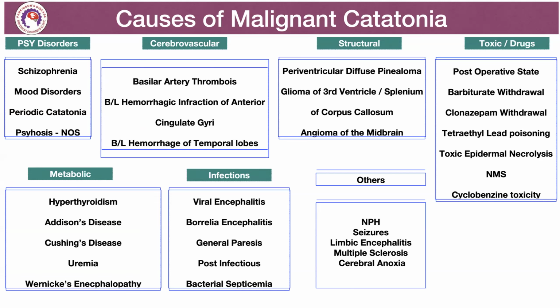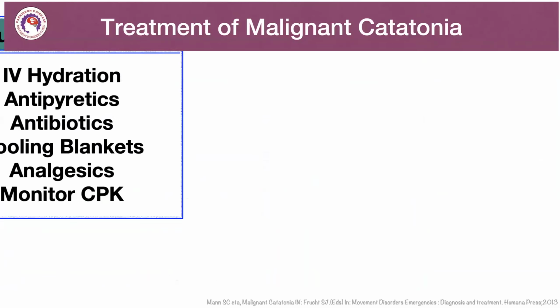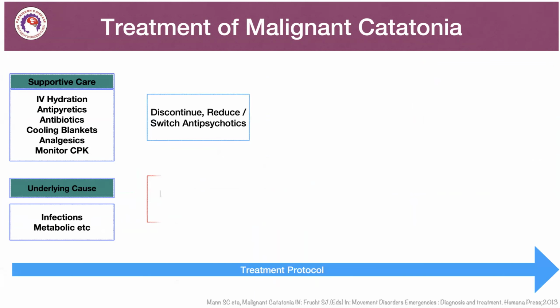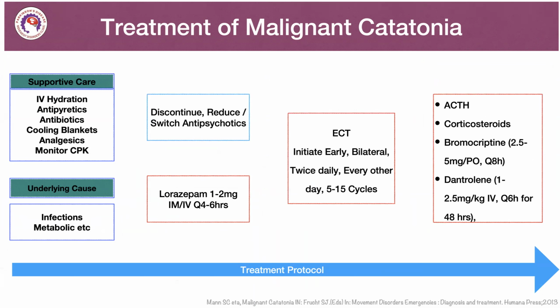So the causes of catatonia are wide and varied, and need to be systematically approached, looking for all treatable causes, and the underlying cause needs to be addressed. Primary care still remains supportive care, such as adequate hydration, antipyretics, antibiotics, cooling blankets, analgesia, and treatment of infections or metabolic corrections where and when required, along with discontinuation, reduction, or switching of antipsychotics where appropriate. Benzodiazepines will work efficiently when started early.